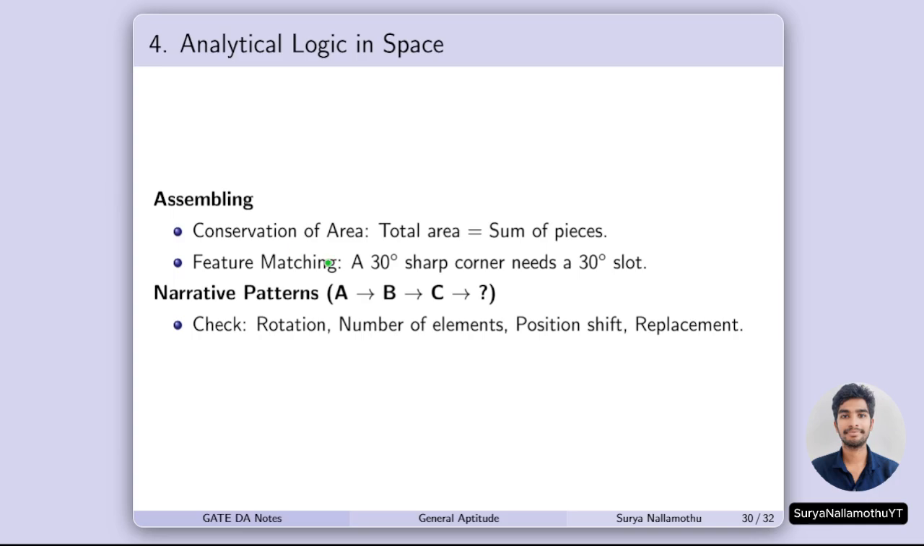Here, the conservation of area: total area is nothing but the sum of pieces. Feature matching. A 30-degree sharp corner needs a 30-degree slot. This is also one important feature. Narrative patterns. A turns to B, B turns to C, then C turns to D. In that case, we need to find the different operations: rotation, number of elements, position shift, replacement. These cases will be applied here.